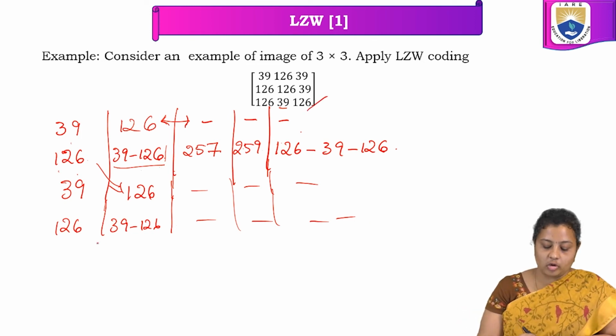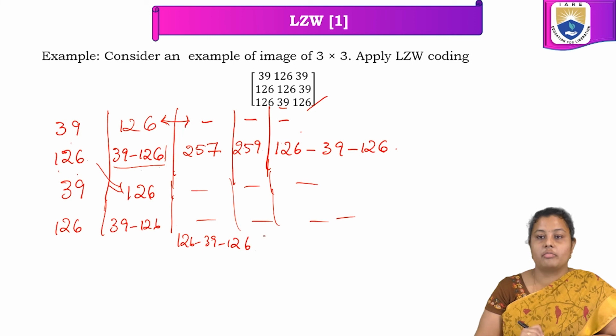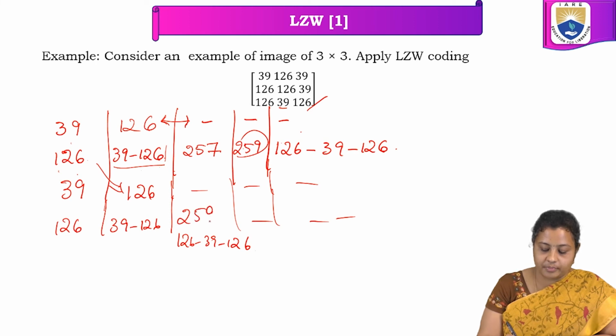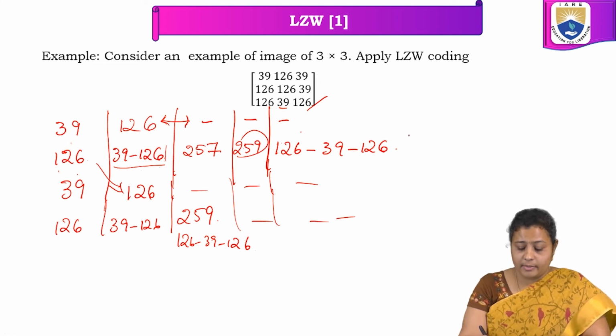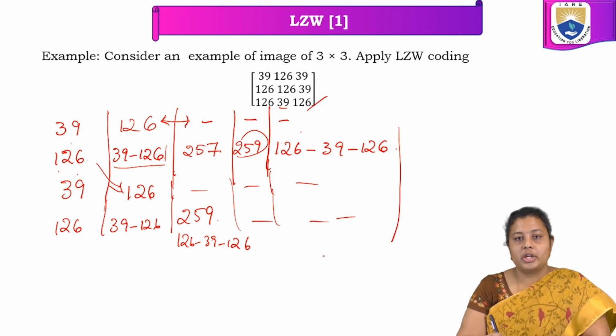So the output I have to code is the 126 hyphen 39 126 intensity combination. So what is that value? Coded output value is 259. Right? So that is equal to now 259. Now we have done the coding technique. Everything is fine. Now how did we achieve the compression?